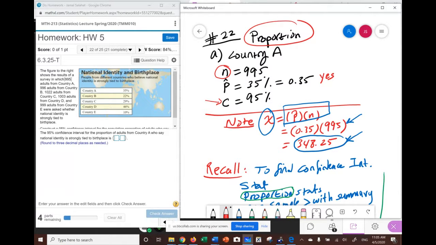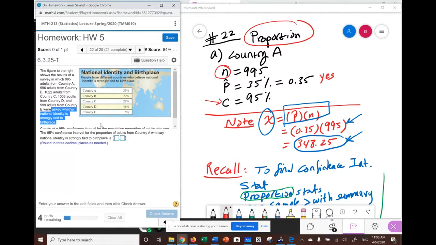Here in number 22 they talk about the proportion, and the question says the figure to the right shows the results of a survey in which 995 adults from country A, 996 from country B, and so on. So they surveyed 5 countries. If you look carefully at the bottom, they were asking those people whether national identity is strongly tied to birthplace. The answer will be yes or no.